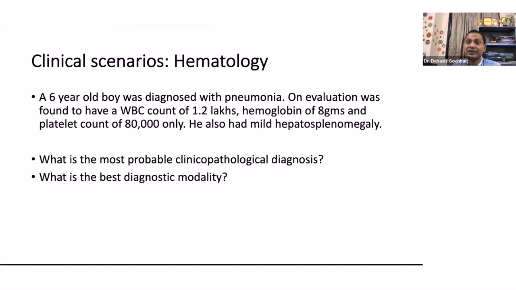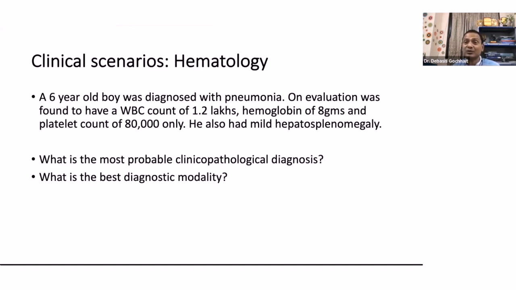So you will have to be very sure or thorough with each and every observation, observing each and every point that is mentioned. Now, if I told you the same child had a normal WBC, normal hemoglobin, but only platelet was reduced. So then you will think it is an ITP, idiopathic thrombocytopenic purpura. Okay. And accordingly, the investigations will vary.